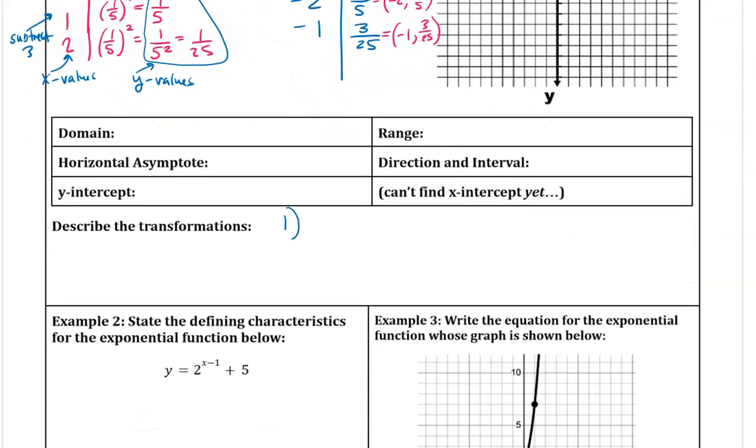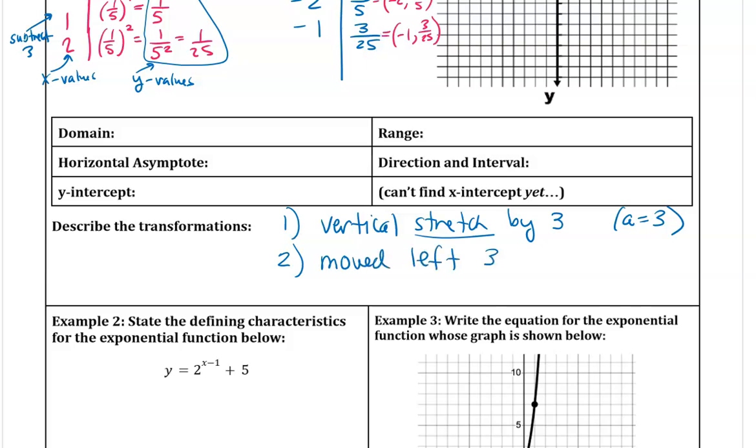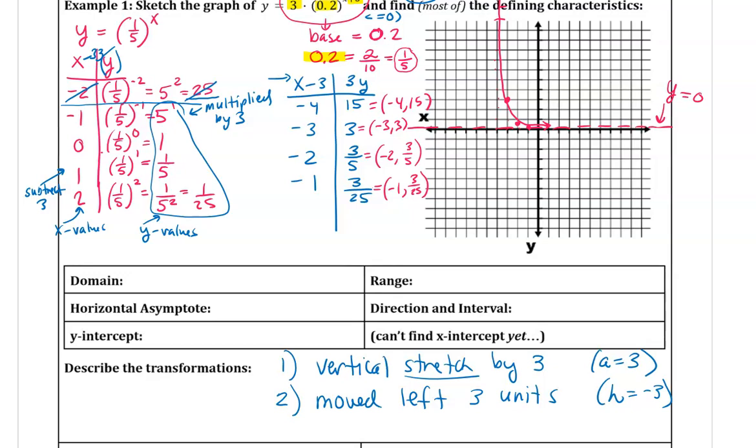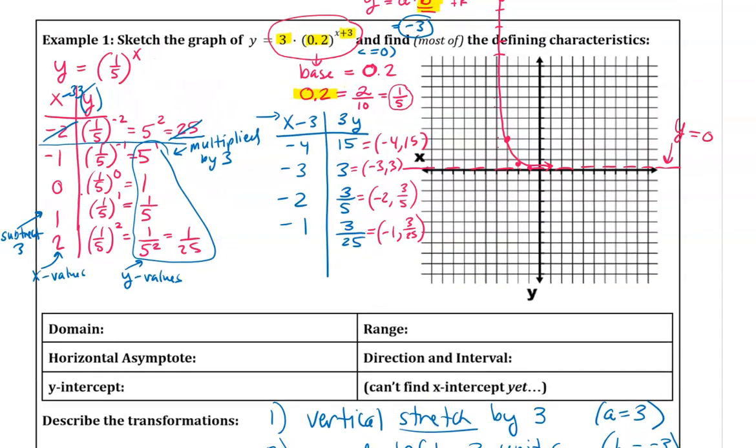The transformations were: 1, there was a vertical stretch by a factor of 3. And that's because the a value was 3. And that was multiplying or stretching the y value. The second thing that happened is the graph moved to the left 3 units. And that was because our h value was negative 3. And so we ended up with the graph slightly off center, right? So to the left of the y-axis, where normally it's on the y-axis, and then really tall and dropping really fast because of that vertical stretch.